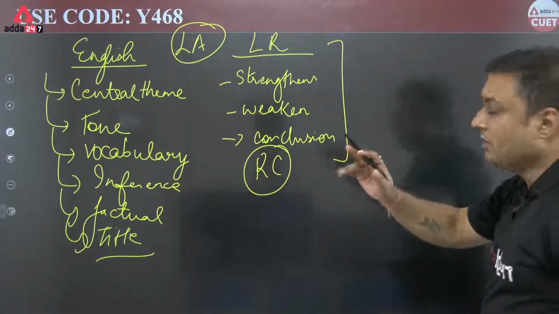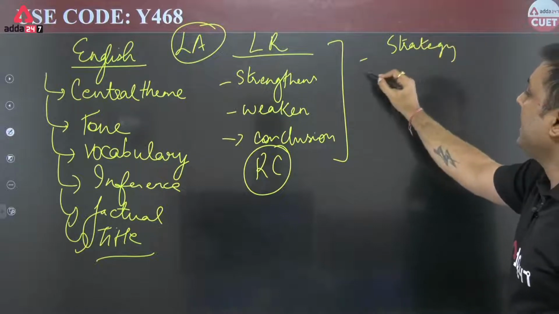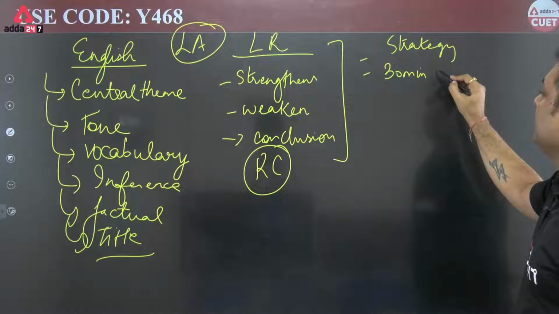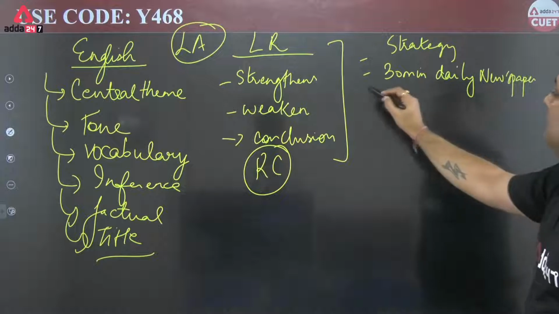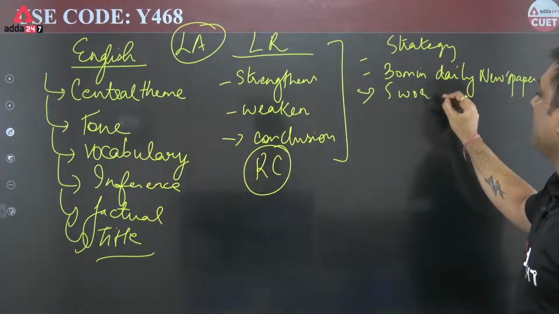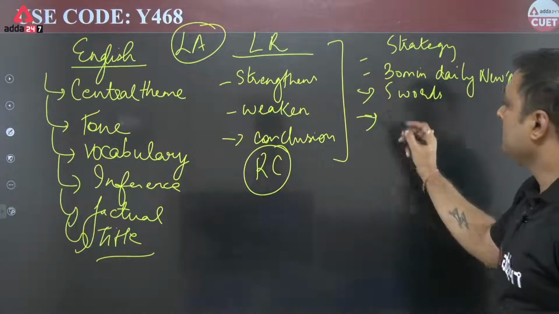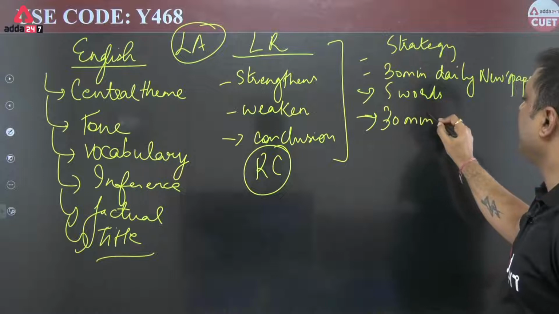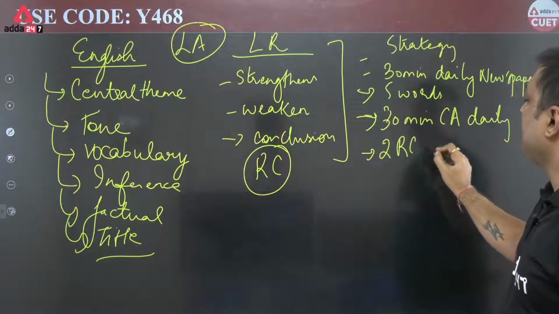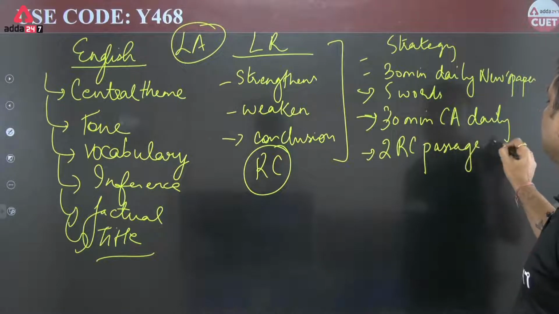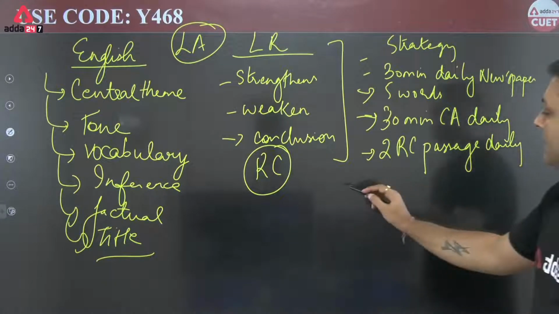Therefore what I'll suggest to you is that maintain this strategy: read a newspaper for 30 minutes daily. ठीक है. Then 5 words on daily basis. ठीक है. This newspaper will also help you with current affairs. So do around 30 minutes of current affairs again daily. Then do 2 RC passages on daily basis. On daily basis, you should do this.